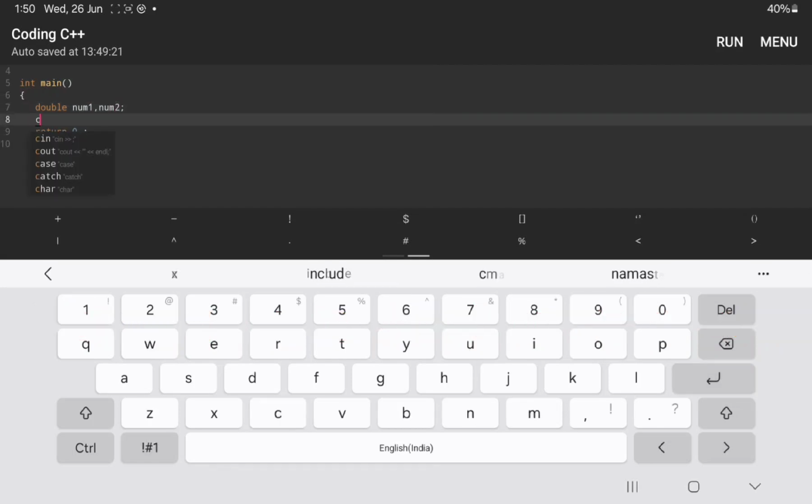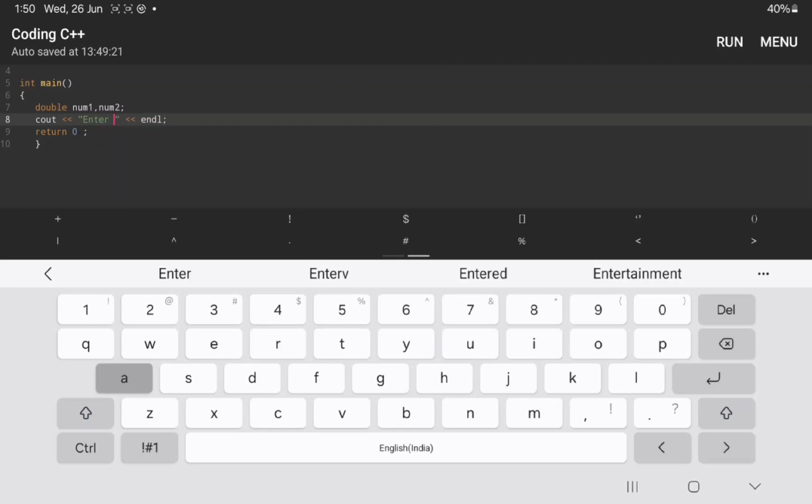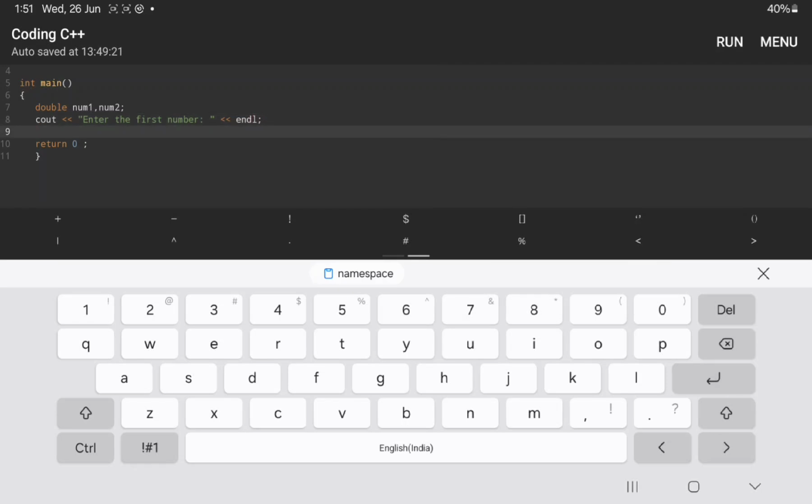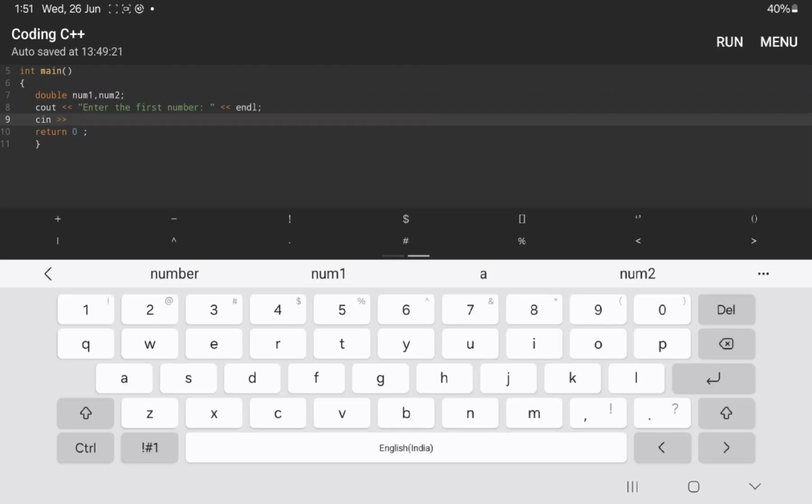Down, I'm going to write cout, enter the first number. Enter the first number, colon, you can give a gap. In the second line, I'm going to write cin for entering the input. I'm going to write num1.